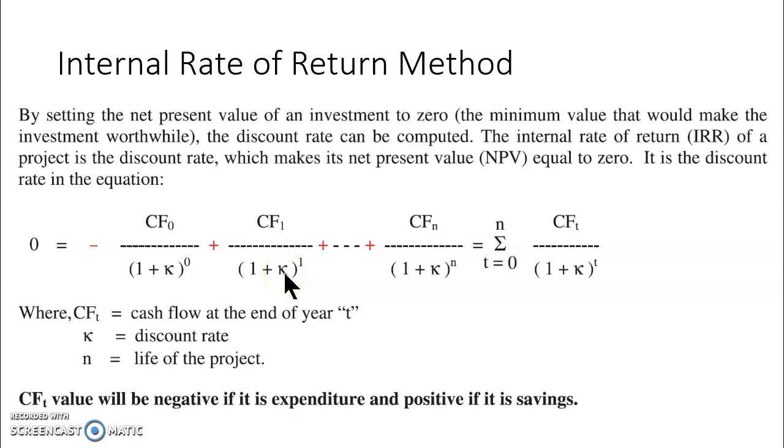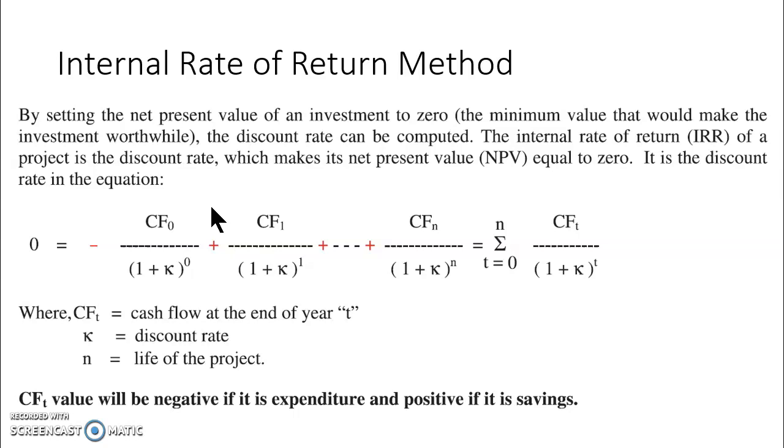So your CFT, that is the summation of all the cash flows, if it is positive, obviously it is a savings. Why? Because these factors CF1 to CFN are much greater than your CF0. So the cash flow has to be positive for a savings, and you are also finding the discount rate at which your NPV is going to be 0, which gives the minimum value of discount rate where your investment is worthwhile.